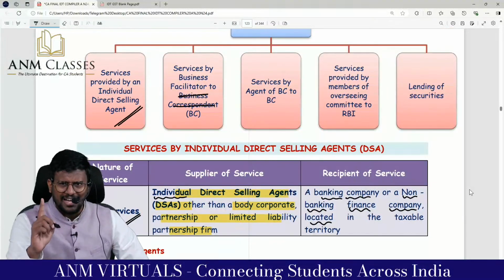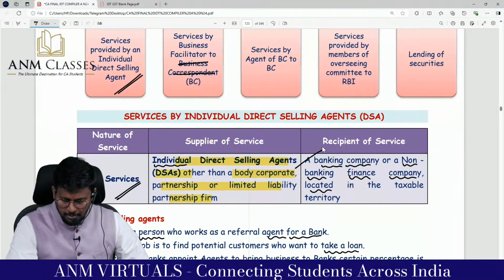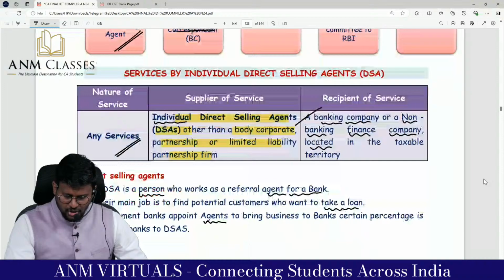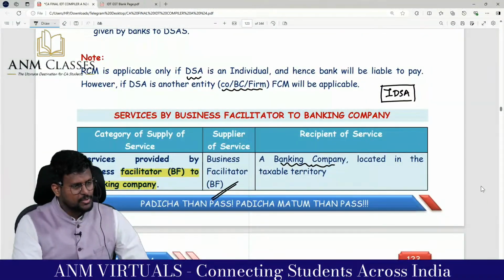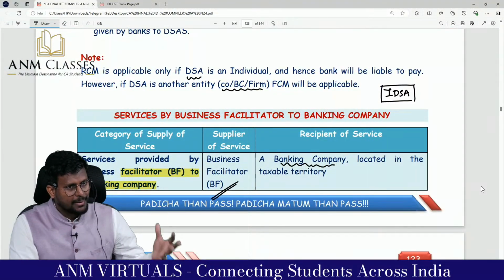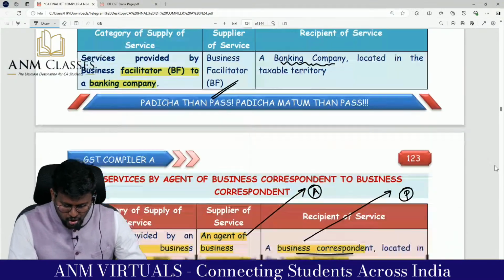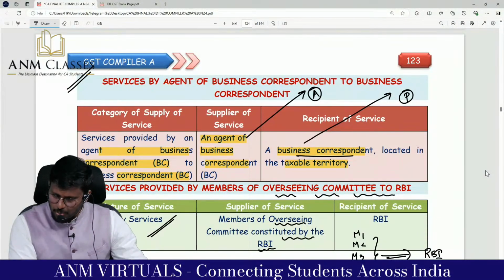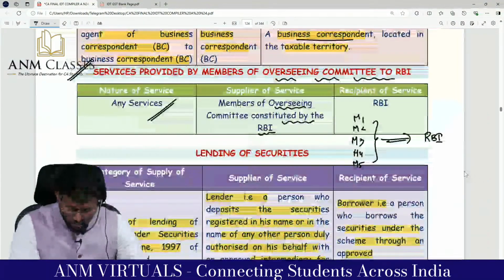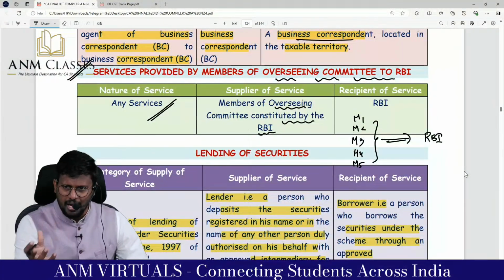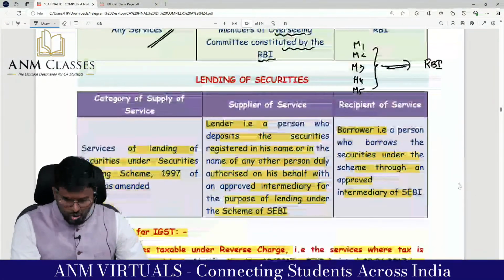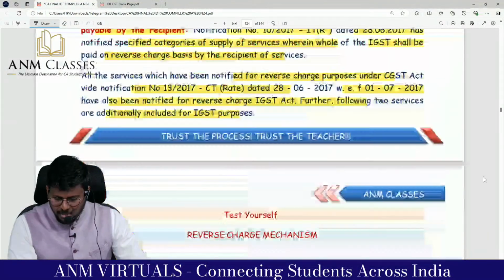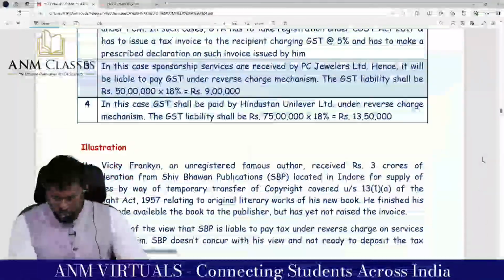Now, if an individual direct selling agent is providing services to a banking company or NBFC located in taxable territory, the banking company or NBFC located in taxable territory is the person liable to pay GST on RCM. A service provided by a business facilitator to a banking company: the banking company located in taxable territory is the person liable to pay GST. Agent of business correspondent to a business correspondent located in taxable territory: the business correspondent located in taxable territory is the person liable to pay GST. Members of overseeing committee constituted by RBI, to RBI: the RBI is the person liable to pay GST. If a lender has provided service to a borrower, the borrower situated in taxable territory is the person liable to pay GST. Are you all really with me?